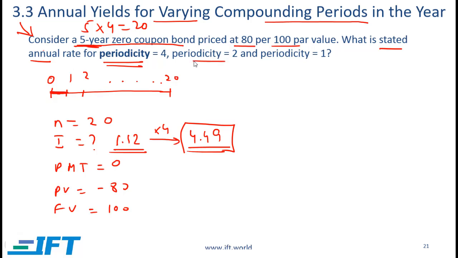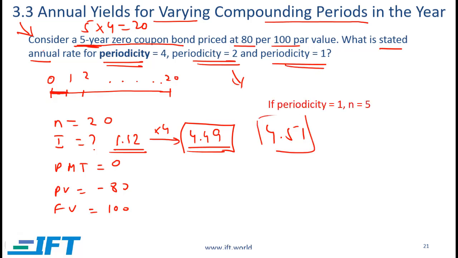What happens if the periodicity is 2? Then we change n equal to 10 because we'll have a total of 10 6-month periods over the 5 years. When you do the calculation for n equal to 10, or periodicity equal to 2, what you will get is 4.51%. And if we assume a periodicity of 1, then you will get 4.56%.